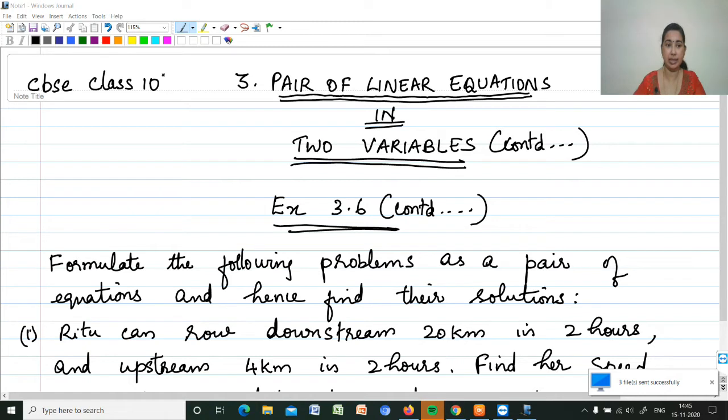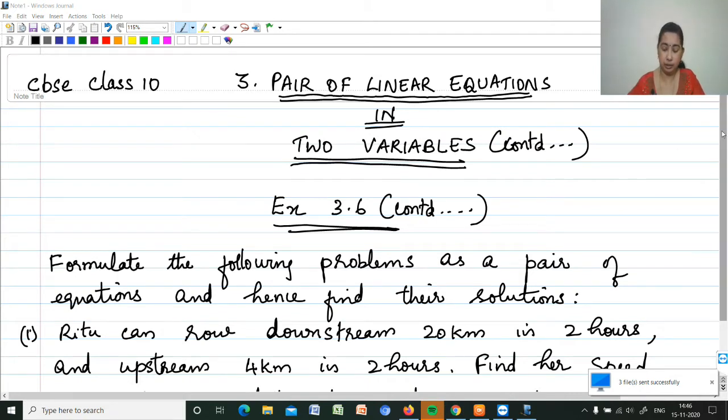Today I am discussing CBSE Class 10 Chapter 3 Pair of Linear Equations in Two Variables. We are continuing the chapter, moving on to exercise 3.6. In the last video we were solving pairs of linear equations. Now in this video we'll see how to formulate problems as a pair of equations and hence find their solution. So how to formulate those equations?